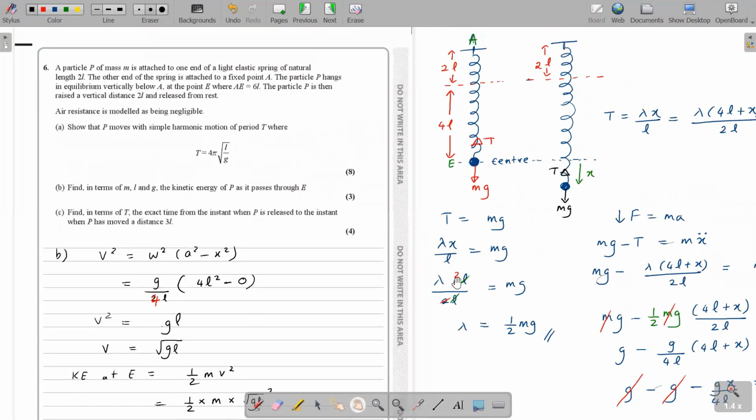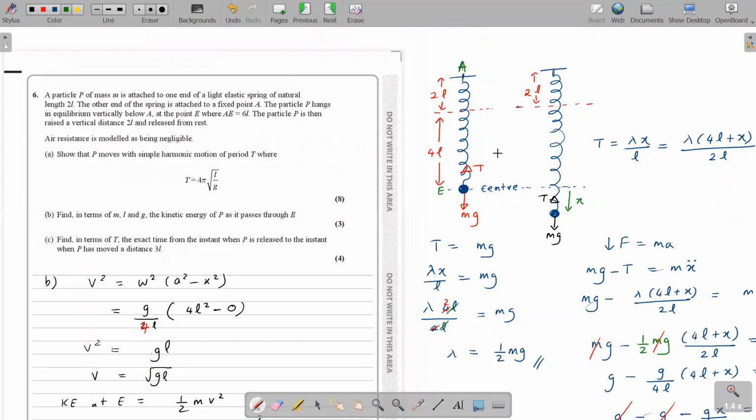So we are releasing it at the stop point, right? They are raising it a distance 2L above the center. That's why I told you 2L is the amplitude, and then they are releasing it. They want you to find the exact time from when P is released to the instant when P has moved distance 3L. So 3L means it's passing the center and going a further distance of L.